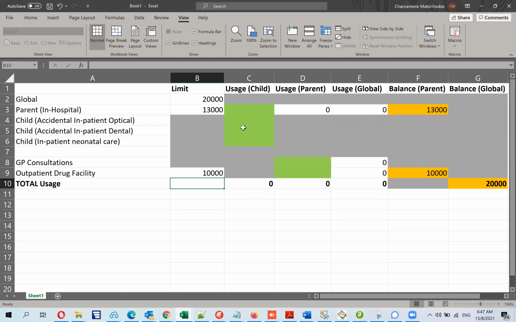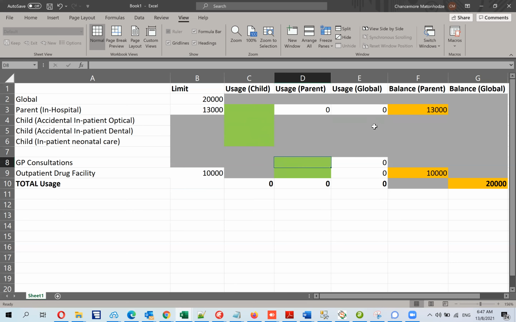And then the areas which are green are areas where benefits are directly drawn. In other words, these are the places of claim line allocation. In other words, when a claim line is captured, it will be directly attached to one of the areas in green.